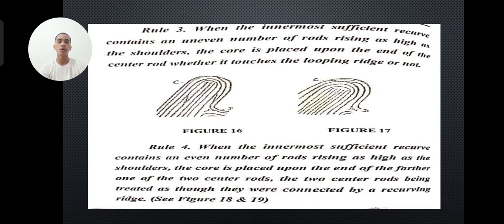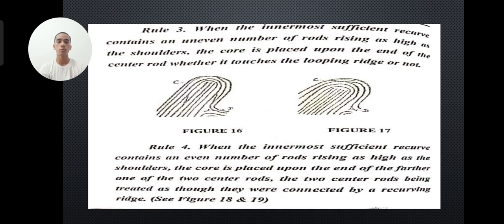Rule number 3 states that when the innermost sufficient recurve contains an uneven number of rods rising as high as the shoulders, the core is placed upon the end of the center rod, whether it touches the looping ridge or not. When we say uneven, it means odd numbers, not pairs. Examples are 1, 3, 5, 7, and 9, and so on.